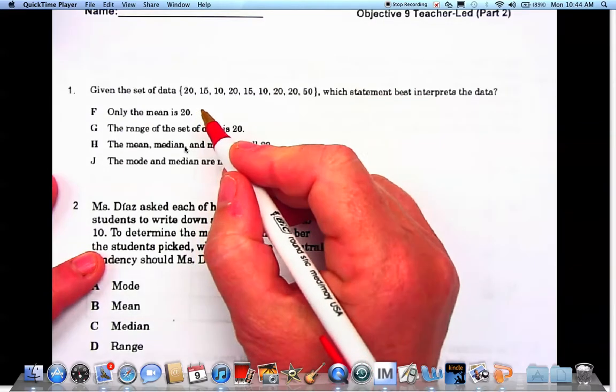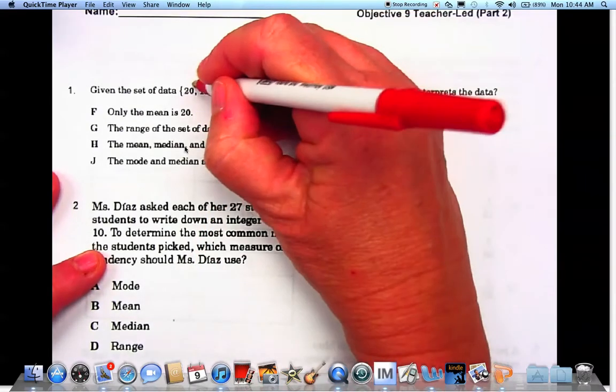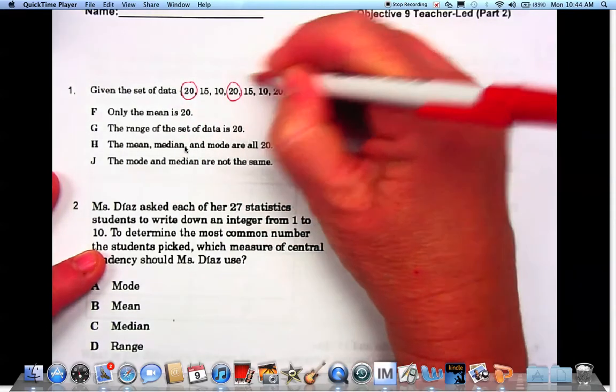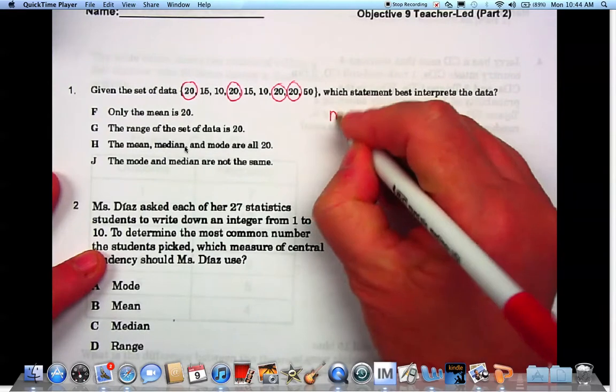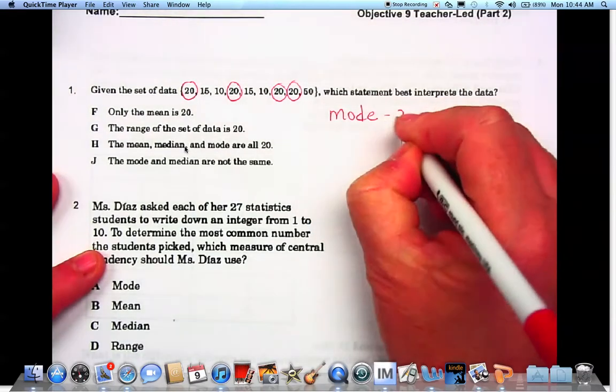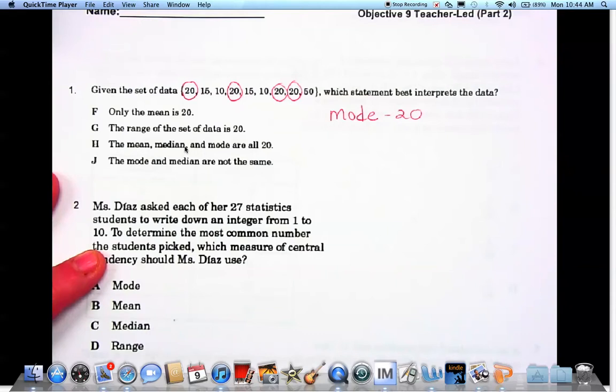The mode. The mode is the one that's the most. We got a 20, 20, 20, 20, four of them. That's your mode, isn't it? Let's write that down. So the mode is 20. They're saying the mean is 20, but we may need to check that later.